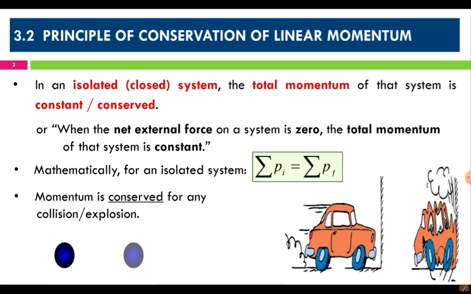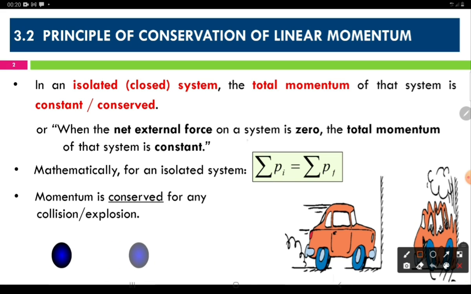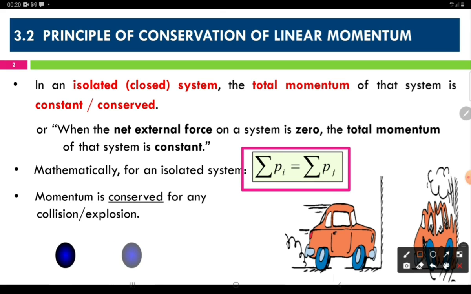We move to the principle of conservation of linear momentum. It states that for an isolated system, the total momentum of that system is constant or conserved. Or, when the net external force on a system is 0, the total momentum of that system is constant. Mathematically, for an isolated system, total P initial is equal to total P final.